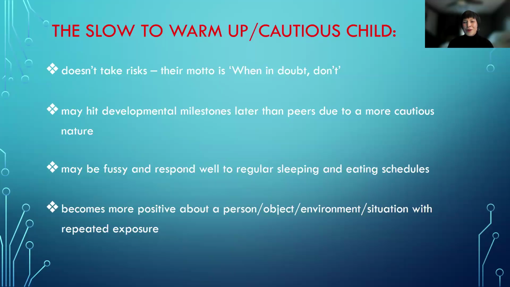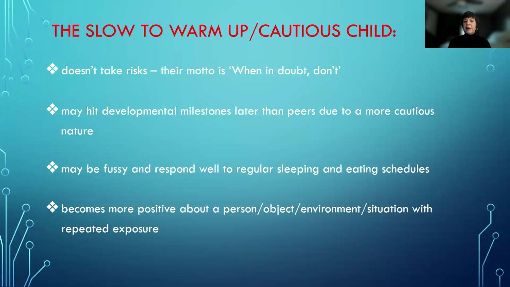More on the cautious, slow to warm up child. They're not risk takers. This is interesting, this workshop was originally called Development and Temperament, because temperament does impact development, how a child develops motor skills, how they develop self-care skills, all those good things. The slow to warm up cautious child might hit those developmental milestones a little later than their peers because they're cautious, because they want to wait and see. Doesn't mean they won't hit them. They hit them in their own time. They could be fussy. Again, the regular sleeping and eating really helps them.